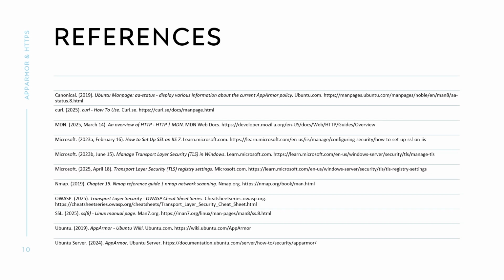For references, these are everything that I used to find the command lines, the tips and tricks, and walkthroughs for how to harden the servers properly in the applications that we will be using. These references include Ubuntu documentation for AppArmor, Microsoft Learn for IIS and TLS, OWASP and Mozilla resources for TLS, and manuals for ss, Nmap, and curl. These are all the full and complete APA citations that were used through the entirety of this presentation.